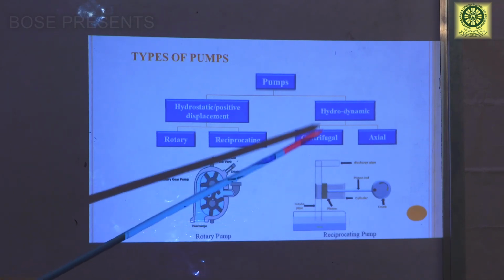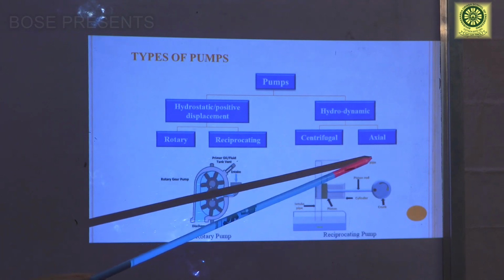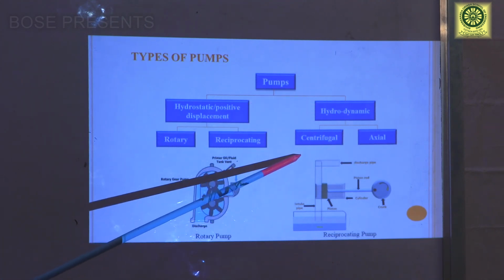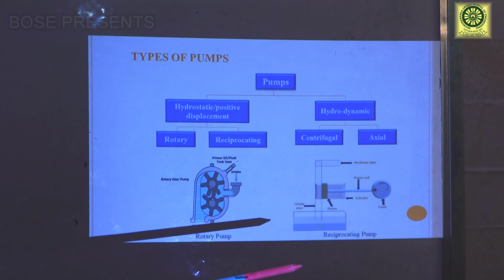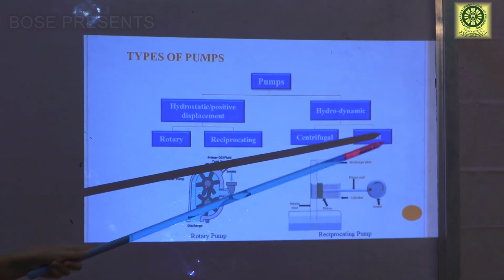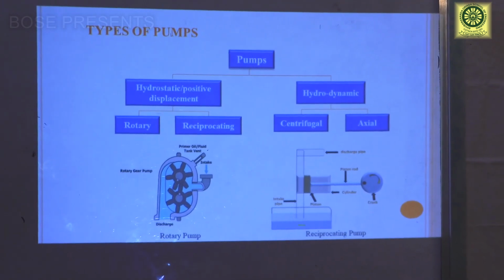Again, the hydrodynamic pump is divided into centrifugal and axial. In a centrifugal pump, water enters the pump axially but leaves the pump radially. Whereas in an axial pump, water both enters and leaves the pump axially.